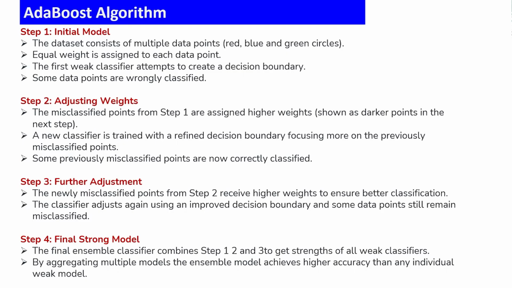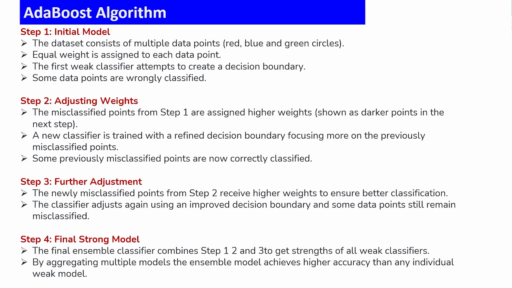I told you there are 4 steps in this algorithm. Let me iterate these 4 steps again. The first step is that your data set is divided into different data points. In the last picture I showed you different colored balls or circles, red, blue, green. Initially we have no residuals, we apply equal weights on these, and the first weak classifier will divide them into red balls, blue balls, green balls. Obviously, initially there will be a lot of errors because you put equal weights.